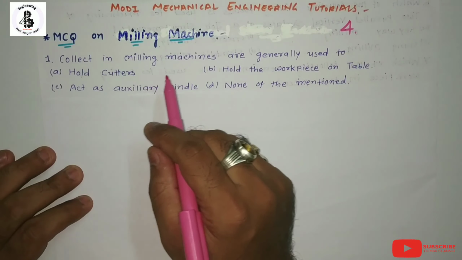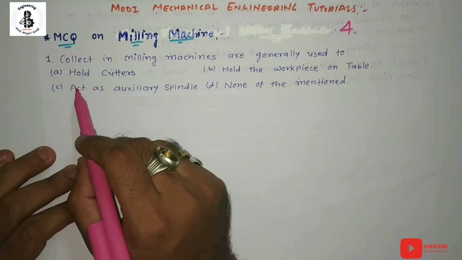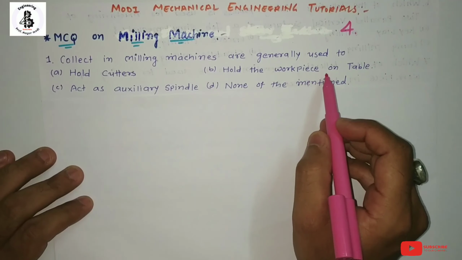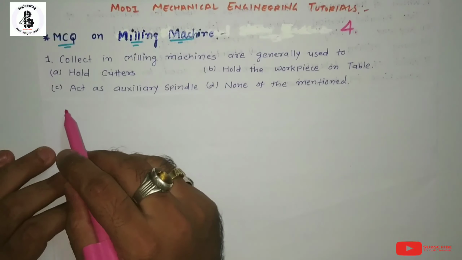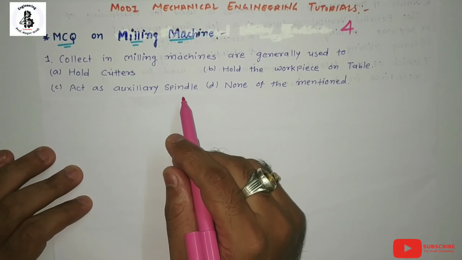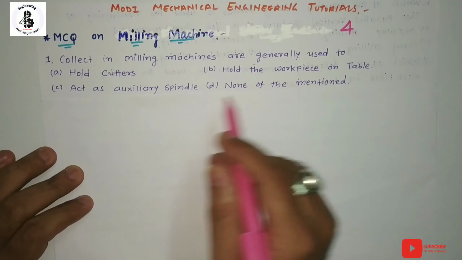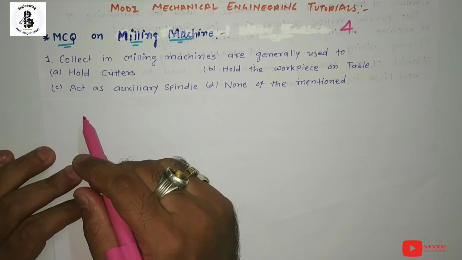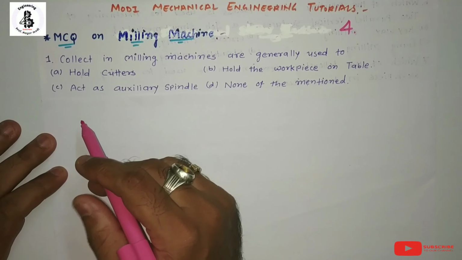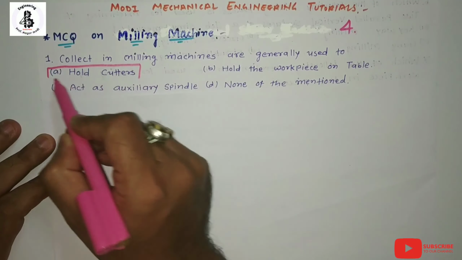Collets in milling machines are generally used to: option A, hold cutters; option B, hold the workpiece on the table; option C, act as an auxiliary spindle; option D, none of the mentioned. So basically, collets in milling machines are generally used to hold the cutters. So the right answer is option A.